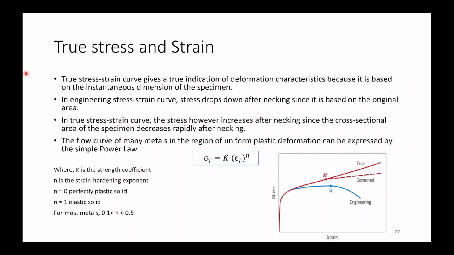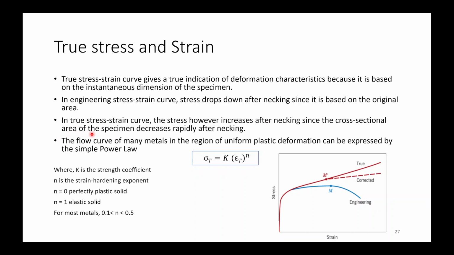Now true stress and strain. The true stress strain curve gives a true indication of deformation characteristics because it is based on the instantaneous dimension of the specimen. In the engineering stress strain curve, stress drops down after necking since it is based on the original area. In the true stress strain curve, the stress however increases after necking since the cross-sectional area of the specimen decreases rapidly after necking.